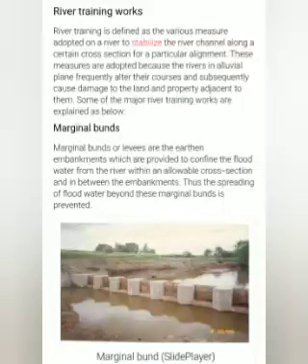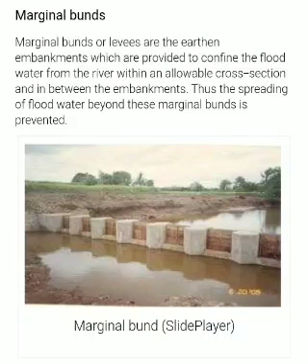Then river training work. River training is defined as the various measures adopted on a river to stabilize the river channel along a certain cross section for a particular alignment. These measures are adopted because the rivers in alluvial plain frequently alter their courses and subsequently cause damage to the land and property adjacent to them. Some of the major river training works are guide bund and marginal bund or levees.